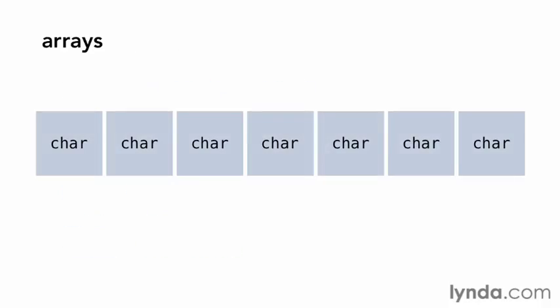C and C++ also provide some compound types, including arrays. An array is a contiguous sequential set of objects of the same type. C and C++ arrays are very powerful, flexible, and have very low overhead. They're also the basis of C strings and the C++ STL container types.